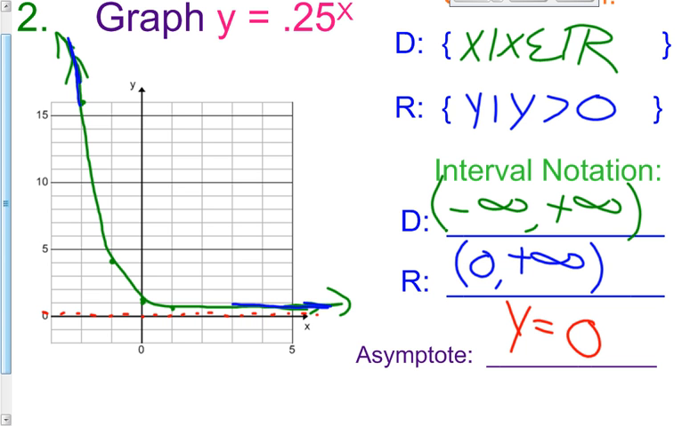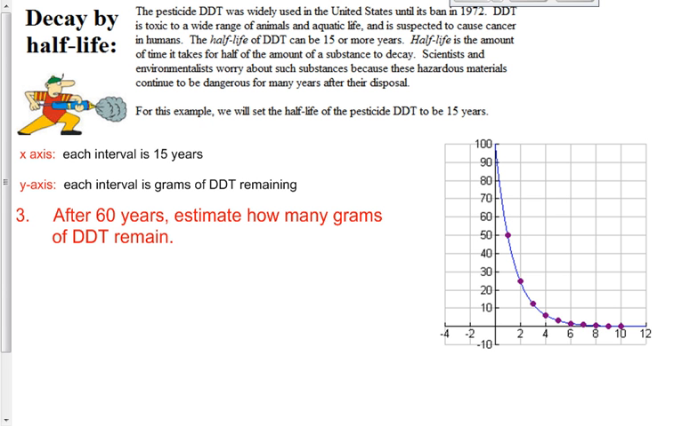Now we're going to interpret some information from these graphs. Here's what we have. This pesticide DDT was widely used in the United States until it was banned in 1972. This pesticide is toxic to a wide range of animals and aquatic life, and it is suspected to even cause cancer in humans, so we don't want this on our crops anymore.